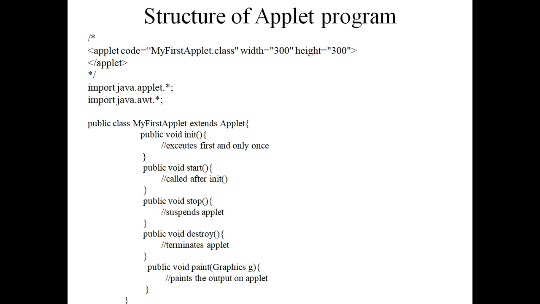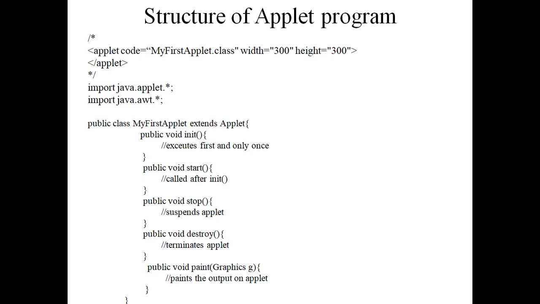To write the Java code, we need two classes, the applet class and the component class, the graphics class. So we have to import two packages: import java.applet.*, so that we get the functionalities of the applet class, and import java.awt.*, so that we can use the paint method that is present in the component class, as well as the graphics class, which is also present in the AWT.